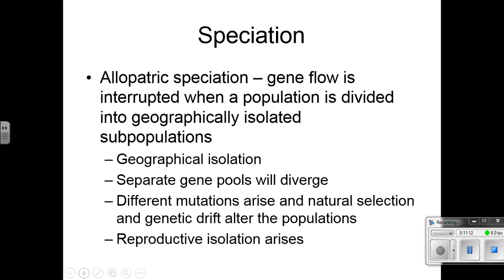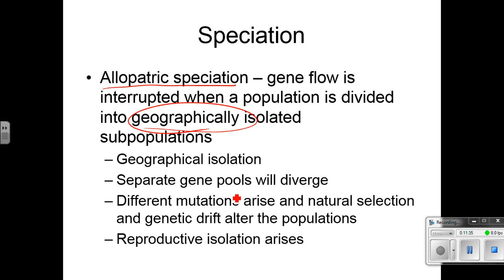So let's talk now about speciation. Now that we've defined what a species is, they can breed together and produce healthy, fertile offspring in the terms of a biologist. Allopatric speciation is when gene flow is interrupted when a population is divided into geographically isolated subpopulations. So this is speciation that occurs because they are divided by physical barriers.